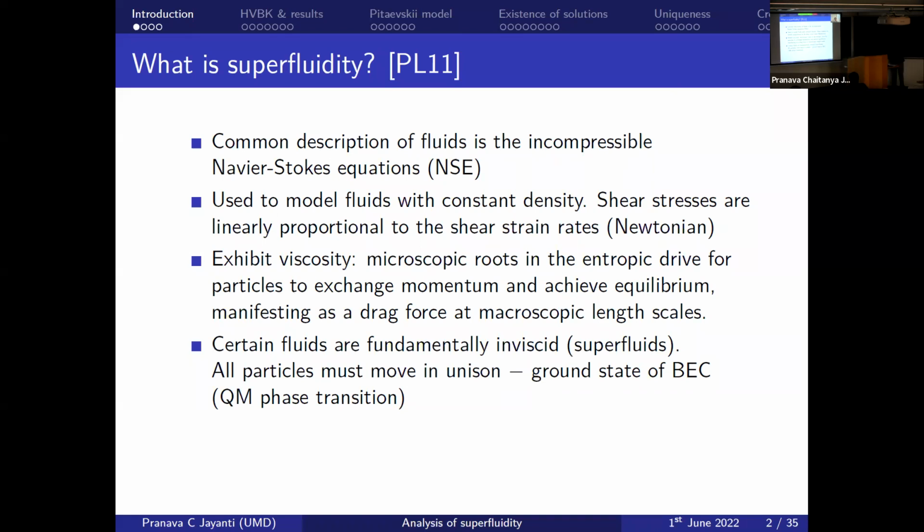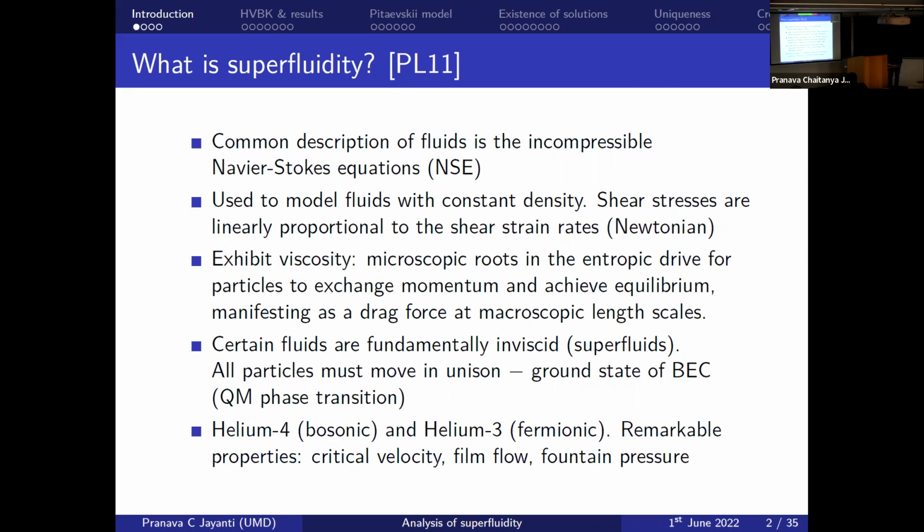Now, but certain fluids are fundamentally inviscid, okay? And these are called superfluids. So in this, one would expect that the particles of the superfluid must move in unison. They should move together in the same state so that they don't have this drag between them. And this is usually achieved as a ground state of a Bose-Einstein condensate. The transition from a regular fluid to a superfluid is fundamentally quantum mechanical. Helium-4 and helium-3 are the most well-known superfluids, perhaps the most studied. They have some very curious properties, which I can maybe discuss during the question answer session later on. I don't want to get into these now, but they have some remarkable properties that classical fluids don't exhibit.